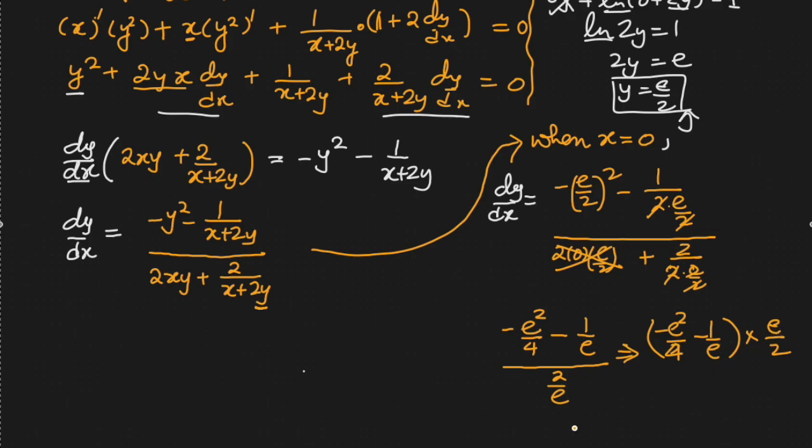So let's write it by expansion of, let's multiply this with e square over 4, that becomes minus e cube over 8, and e cancel here, so it will be minus half only. That's it. This is the gradient of the curve.